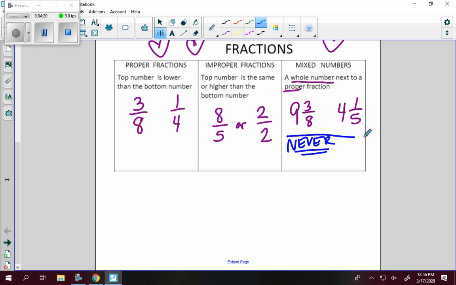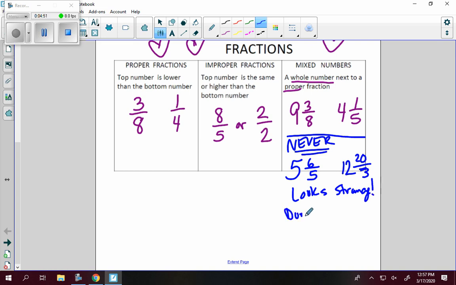Never would be something like 5 and 6/5, or 12 and 25. Well, 25ths. Why don't we say 23rds? Those are just weird. That looks strange.